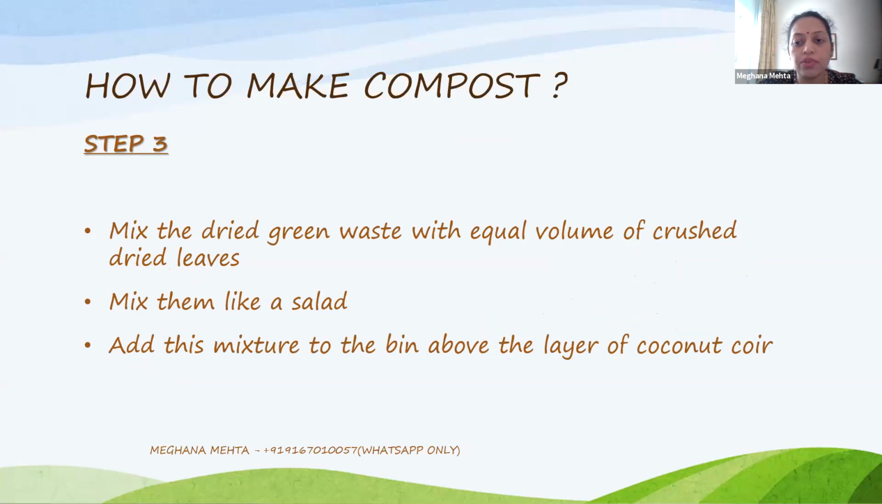We mix the dry green waste with equal volumes of crushed dried leaves. Now the green waste, I told you how I'm cutting it and chopping it down into small components. Similarly, I also crush my dried green leaves. To crush the dried green leaves is very simple. Since it is dry, it will be very crumbly. Of course, not in the monsoon. In the monsoon, when it is a little wet, you can dry it out in the sun, and then we can just crush it with the help of our hands. Then we need to mix them like a salad.